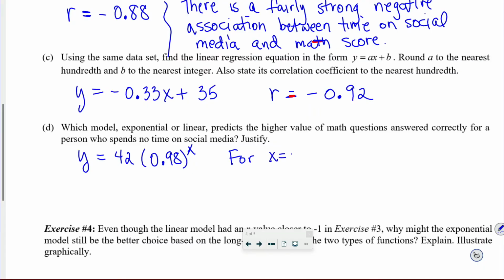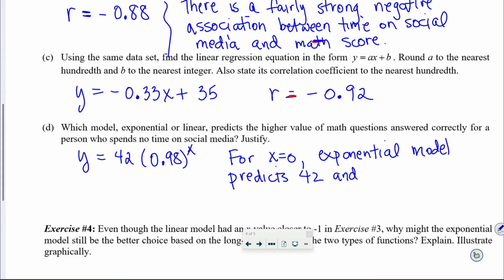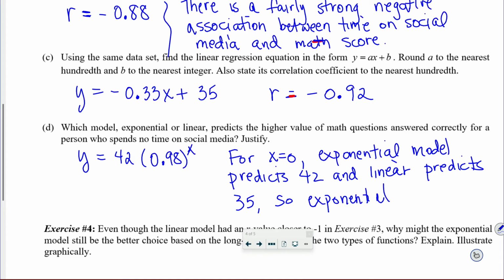For x equals 0, the exponential model predicts 42, and linear predicts 35. So exponential predicts higher.